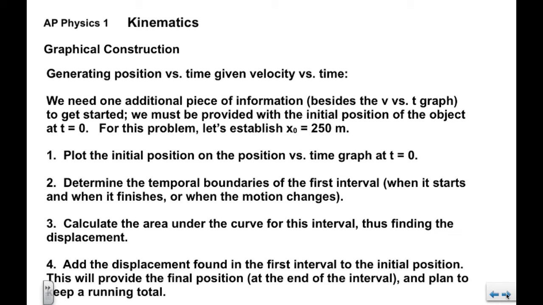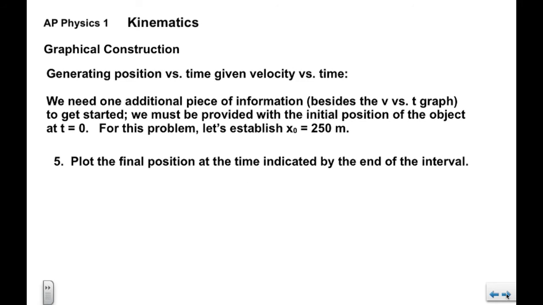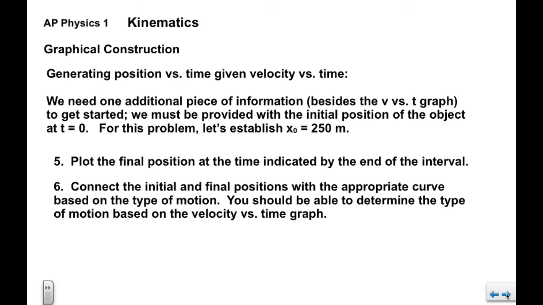And four, we're going to add this displacement that we found in the first interval to the initial position. Again, displacement is the change in position. So this is going to let us know what the final position is at the end of the interval. And we'll plan to keep a running total. Step 5, plot the final position at the time indicated by the end of the first interval. 6, we're going to connect the initial and final positions with the appropriate curve based on the type of motion.